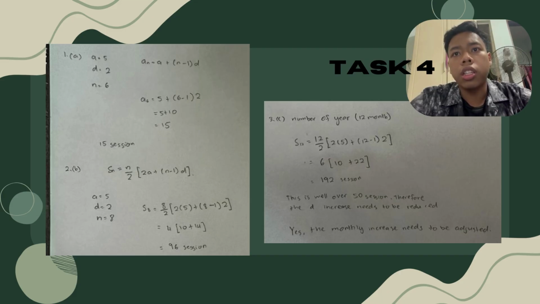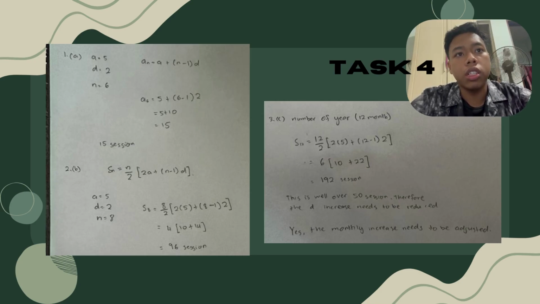And C, critical thinking. If management wants to cap sessions at 15 within a year, will they need to adjust the monthly increase? Why? So the number of months in a year is 12. We use Sn equal to n over 2 times (2a plus (n minus 1) times d).